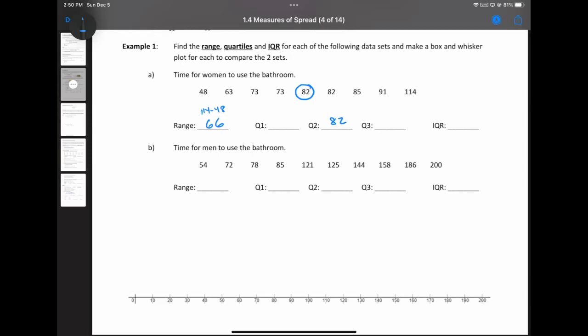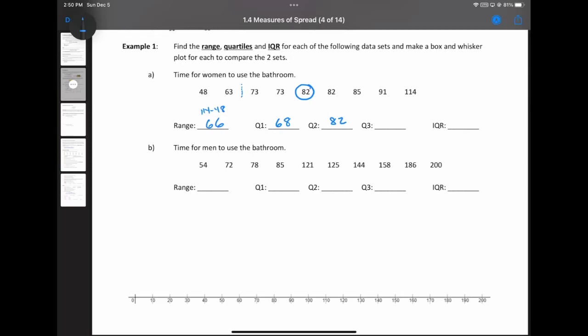So on the left, we have four numbers. The median here won't be one single value because it's got an even number of data points, but it's going to go down the middle here. Basically, it's going to be halfway between 63 and 73, which are 10 apart. So 5 above 63 is 68, 5 below 73 is 68. So our Q1 is 68.